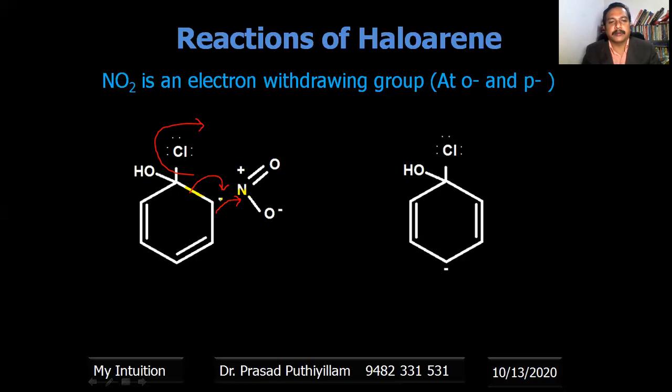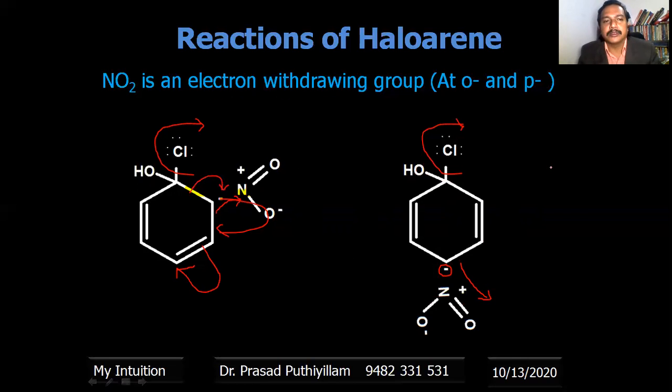This is also an ortho position, because the next movement will be here, and this electron will shift here. The electron moved here, then moved further here, then the double bond breaks and we get a negative charge at the para position also. So even if the nitro group is at the para position, that NO2 group also contributes towards pulling out the electron density, so that this bond becomes strong and the chlorine can go out. This is how the NO2 group contributes to the nucleophilic substitution.